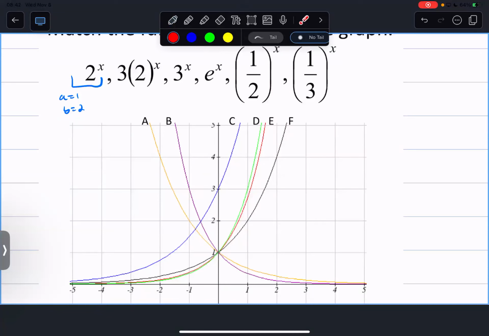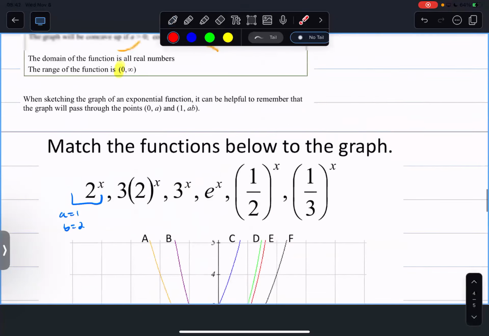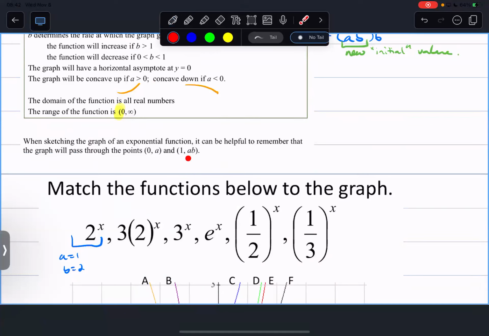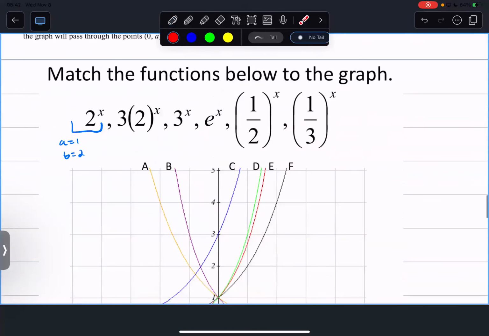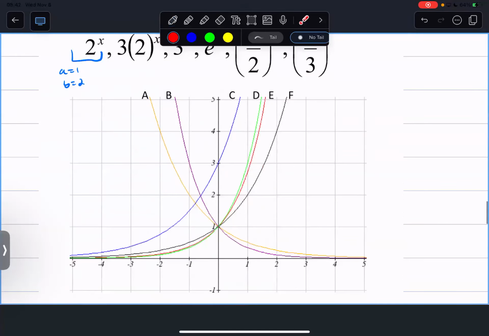And okay, that's okay. What if we know that the graph also has to pass through (1, ab)? Well, ab is 1 times 2, which is 2. So when x is 1, it has to pass through 2. Oops, sorry, I went weird. There. Here. Which gives me graph F. So here, (0, 1) and (1, 2) is graph F.